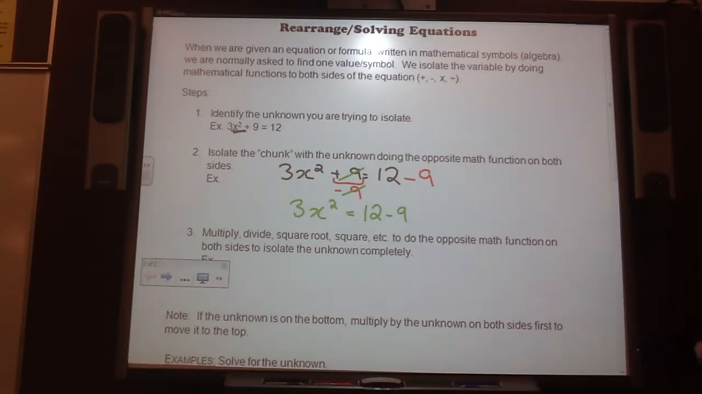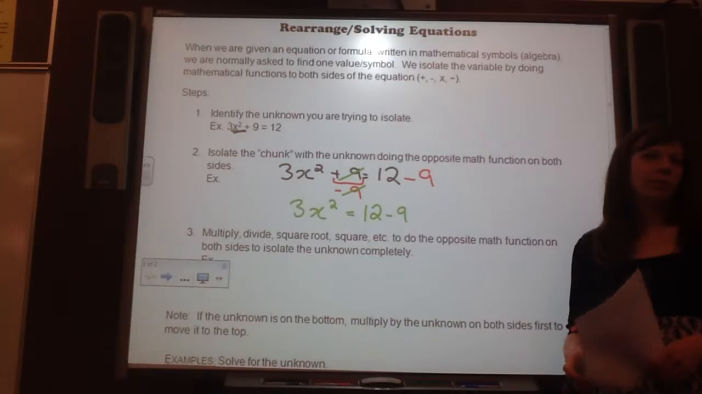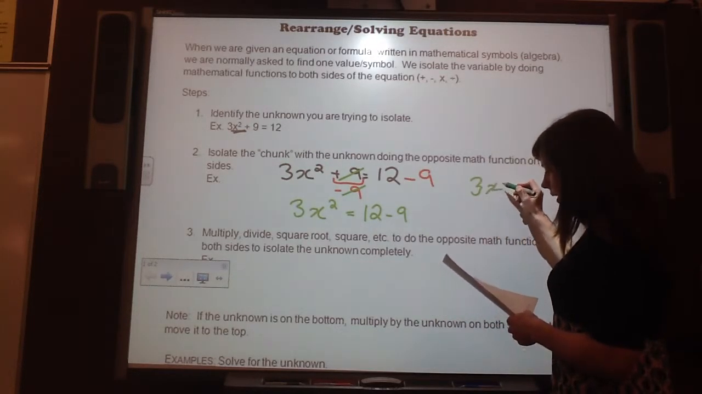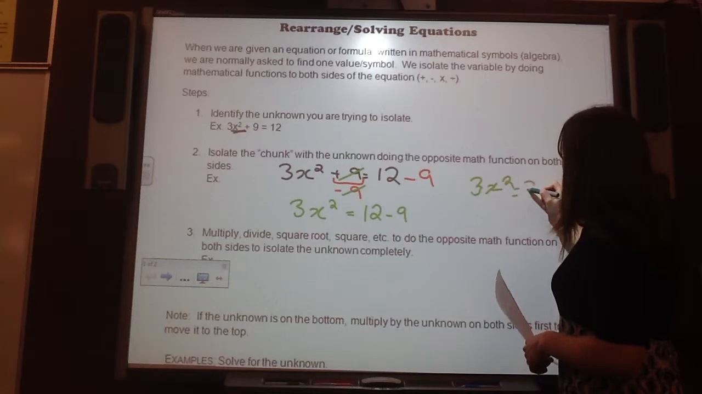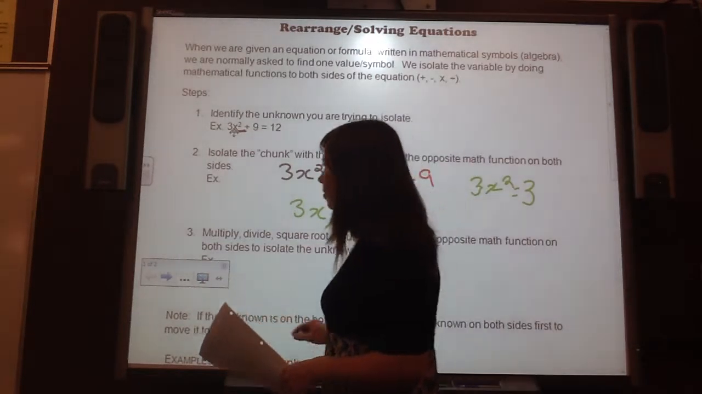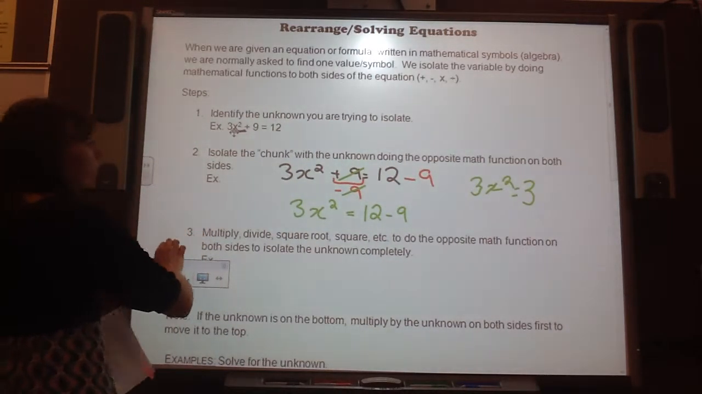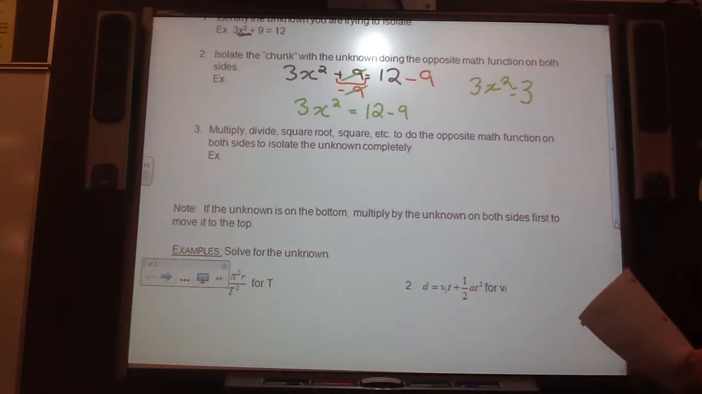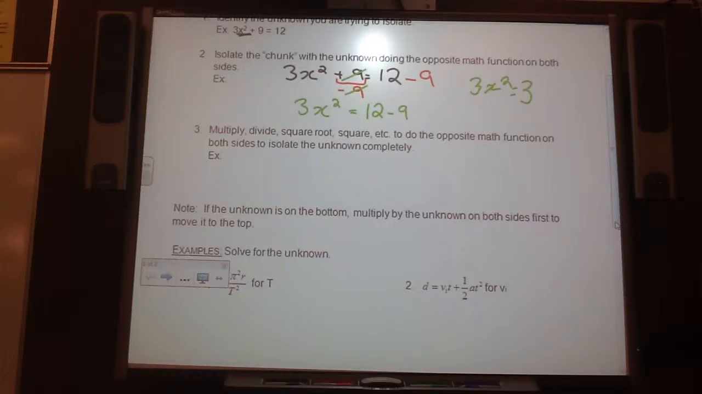So now we can simplify that. So what is 12 minus 9? Very good. Okay, so now we have 3x squared is equal to 3. Okay, so we have simplified it. We've broken our chunk down. Now we use multiply, divide, or square root, square, etc. to do the opposite math function on both sides to now isolate the unknown completely.